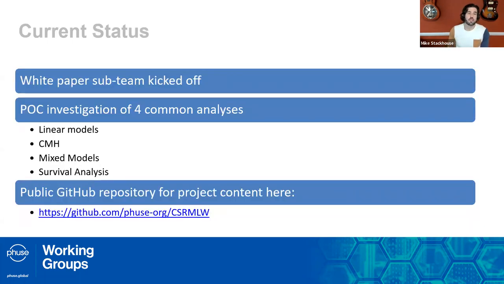The current status of the project is that the white paper subteam has kicked off. We've begun outlining the initial pieces of that paper and expect that to ramp up even more in Q1 2022 as we go into January after the holidays. And we have the proof of concept investigation of four common analyses that Michael outlined in the beginning, which we're going to walk through and open up to discussion today. Those are linear models, CMH, mixed models, and survival analysis. Those have been the four subgroups that we've had some teams break out and independently do those investigations so that we can bring that back together.